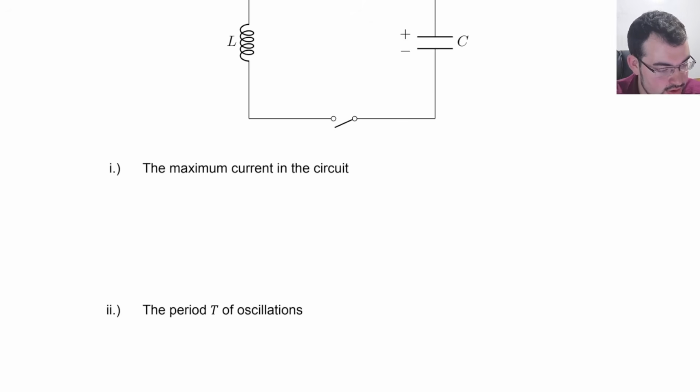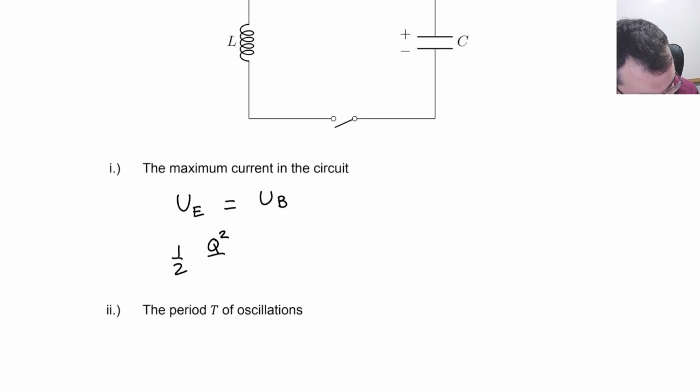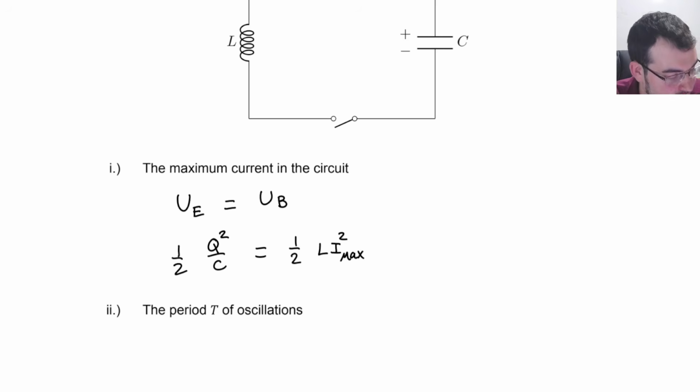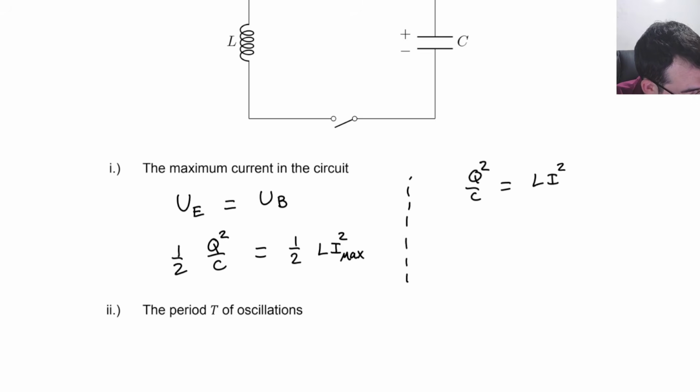Okay. Max current. So we should just set our max energy in the E field equal to max energy in the B field. So if I can store a charge Q as my maximum charge before current starts to flow, that means Q is the max charge on the capacitor plates. And then for the magnetic field, the energy stored there is 1/2 L i squared, as long as this is the max current. Goodbye 1/2, so we get Q squared over C equals L i squared. So we'd get I squared is equal to Q squared over LC.